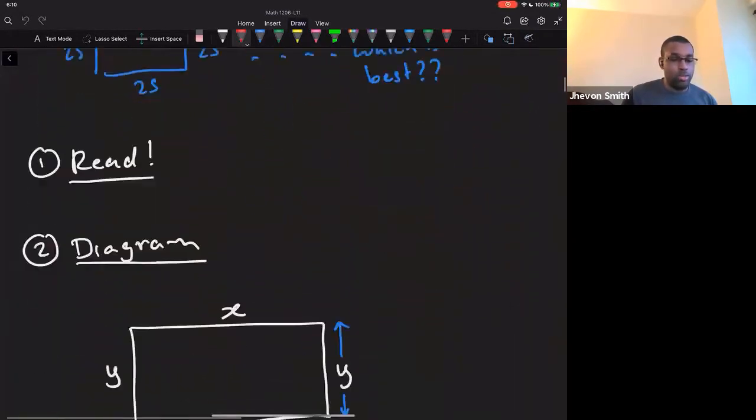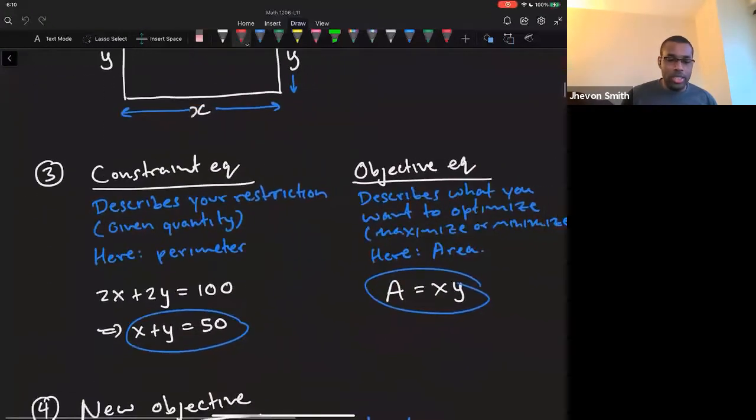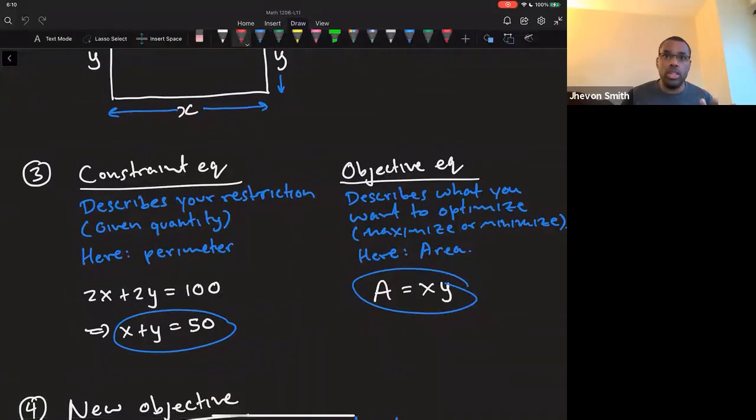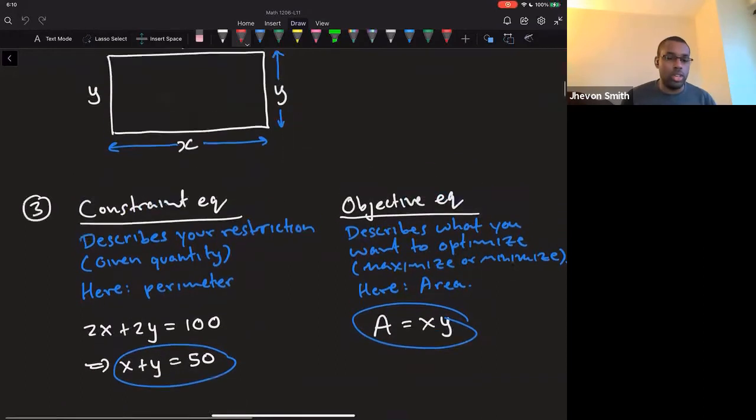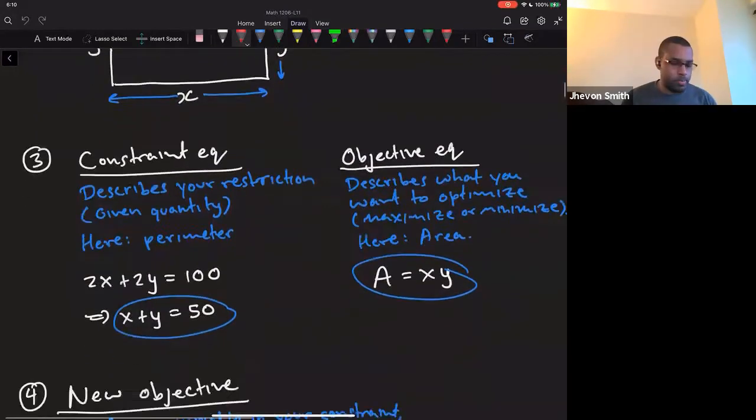The steps were to read the problem, to know that you're doing an optimization problem, which is pretty much going to tell you that by describing a restriction and a situation to you, and you're going to be asked to maximize or minimize something, or to find the best possible something. You're going to draw a diagram about that thing that hopefully will give you some ideas to set up these 2 equations, the constraint equation and the objective equation. The constraint equation is the equation that describes the restriction in terms of the variables that you set up in the diagram. And the objective equation describes the thing you want to maximize or minimize.